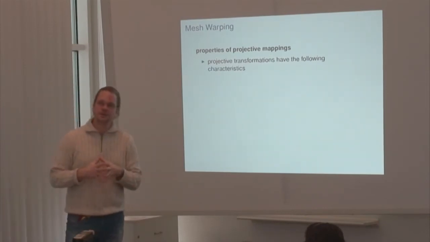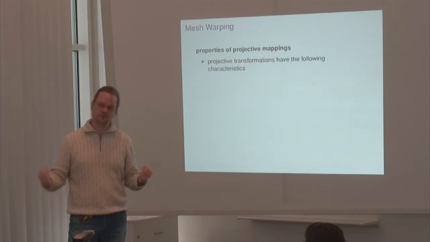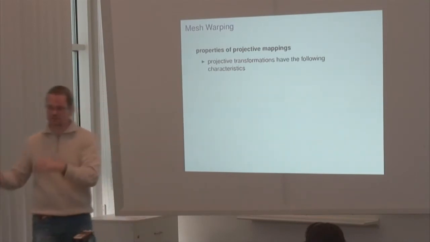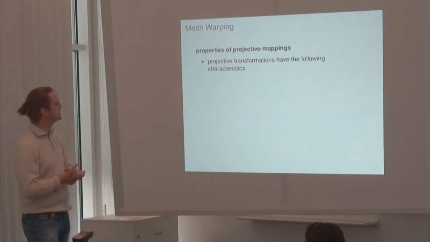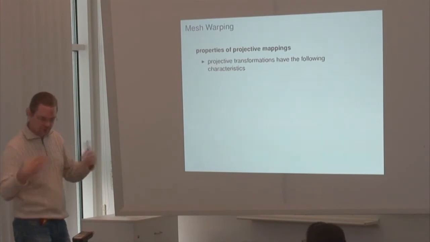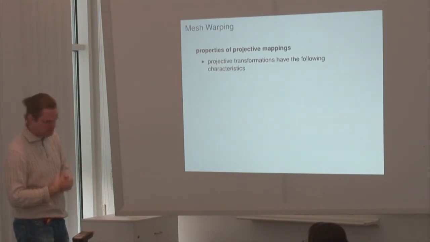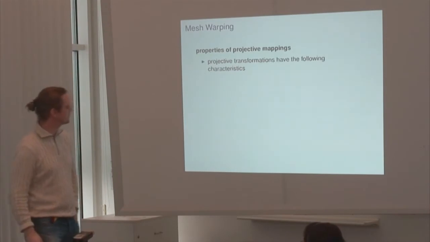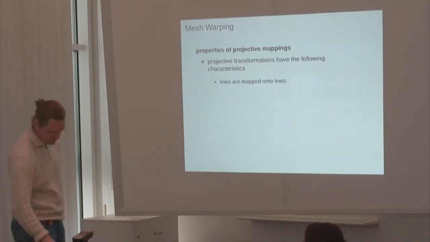So we now have 2 hammers in our hands. One is called bilinear mappings and the other one is called projective mappings. For the bilinear mappings we have already talked about their properties. Now let's look into properties of these projective transformations.